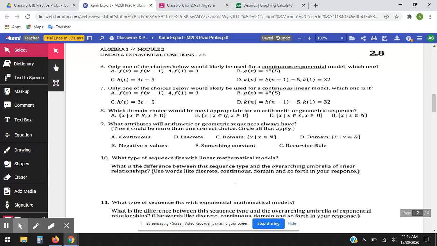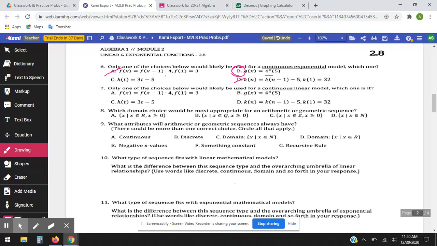Let's keep going. Number 6, only one of the choices below would likely be used for a continuous exponential model. Continuous means it has to be explicit. So we can cross out A and D. Both of those are recursive. And we want an exponential. Well, B is the only one with an exponent. So it must be B.